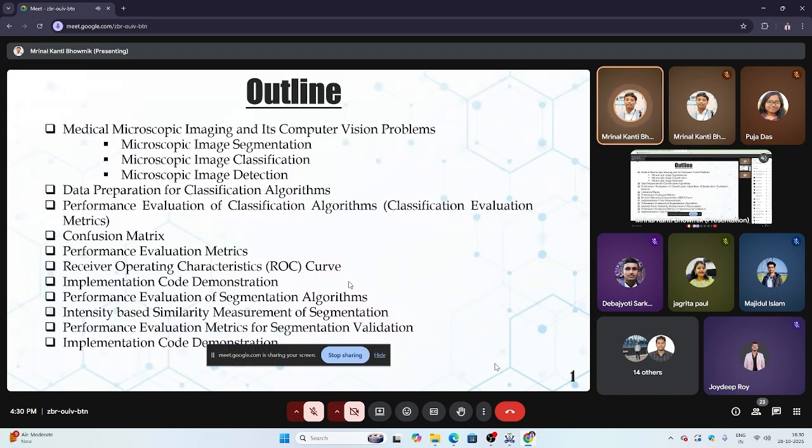First of all, I will give a brief introduction on medical microscopic imaging and its various vision-based problems that we deal with in today's world. Then the data preparation for classification algorithm. Then the performance evaluation matrix, the confusion matrix, the performance evaluation matrix for classification, ROC curve, implementation code demonstration, then the performance evaluation of the segmentation algorithms. Then based on the segmentation algorithms, we will also discuss the intensity-based similarity measurement of the segmentation, performance evaluation matrix for segmentation validation, and the implementation code demonstration.